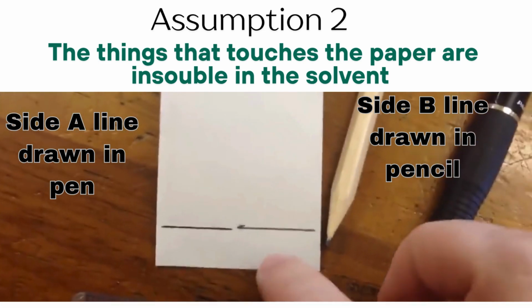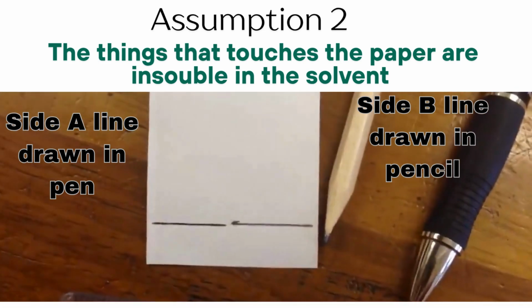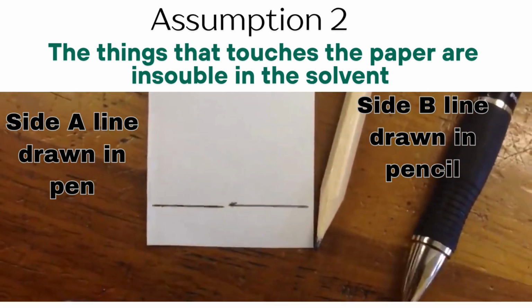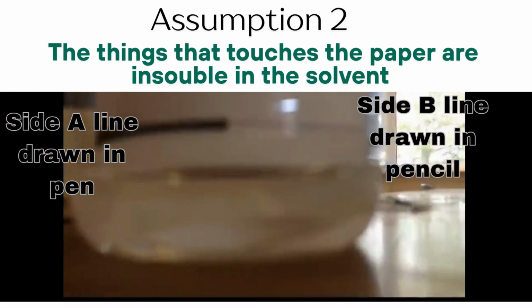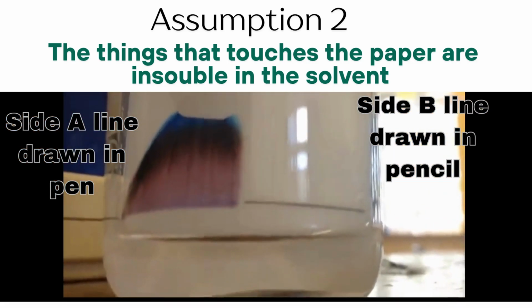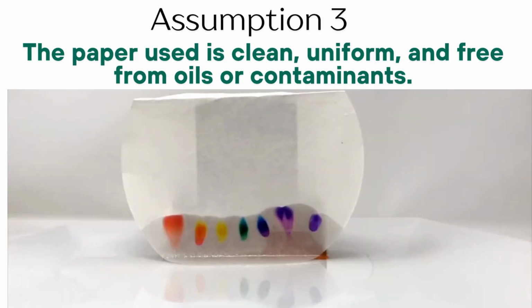Assumption 2 is that the pencil line and everything holding the paper up is insoluble in the solvent. This matters because if you use a pen, the ink will dissolve and spoil the results.